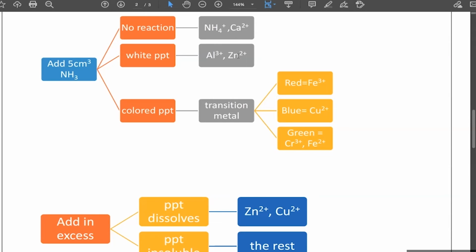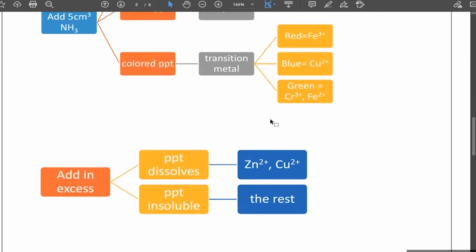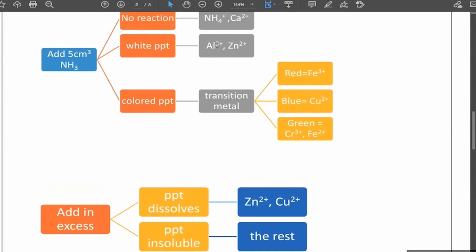Now, just like the previous, we add this in excess to see if the precipitate dissolves or not. When we do that, these two dissolve and the rest do not. So zinc 2 dissolves, and this is the key to understanding whether you have aluminium or zinc. Both of them are white, but zinc is dissolving, aluminium is not. So with ammonium hydroxide, we're able to categorize all three. With calcium, it does not react. With aluminium, it gives a white precipitate that doesn't dissolve. With zinc, it gives a white precipitate that does dissolve.